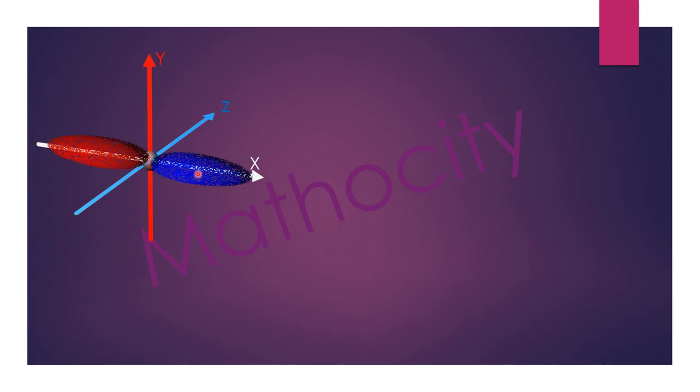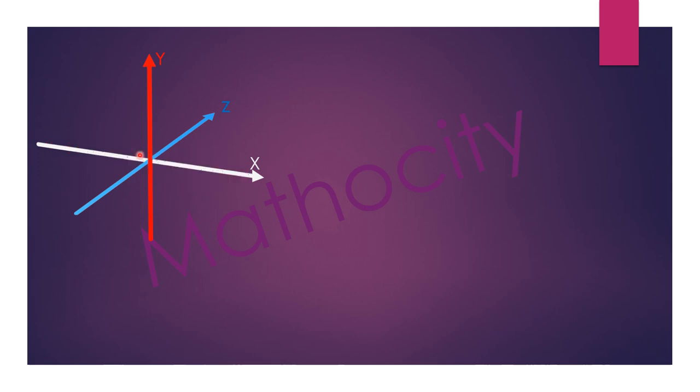This px orbital is dumbbell in shape. All the three orbitals are dumbbell in shape. So px, py, pz. If the electron cloud orients along the x-axis, then it is known as the px orbital. Next, if the electron cloud orients along the y-axis, then it is known as the py orbital. Here it is the px orbital because the electron cloud is oriented on the x-axis. Are you clear about that one?